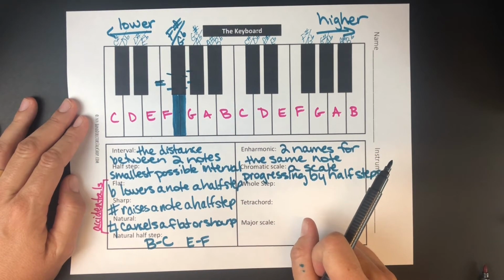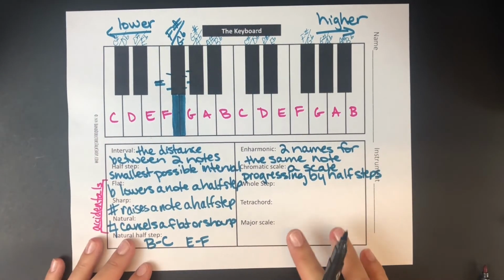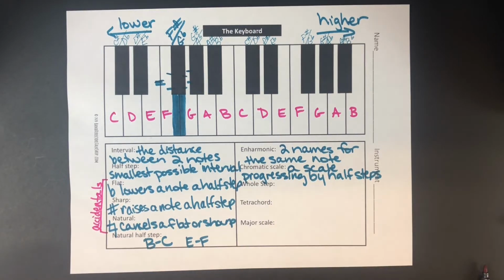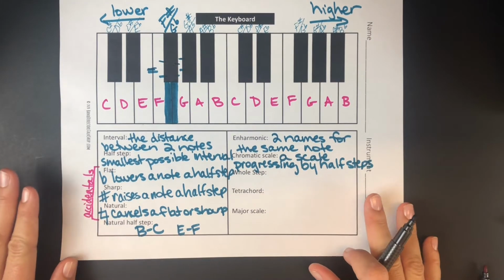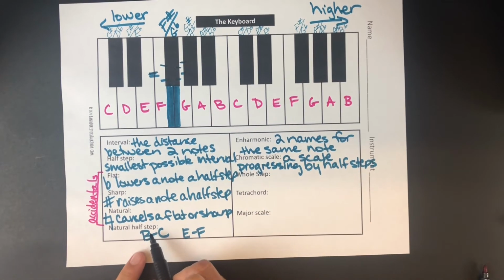It's going to be the same fingering or the same key, but it's important that you know both names, because it might be written either way. Before we go on, there's one more thing that I want to do. I forgot to do it back here. So we're going to come back to natural half step.